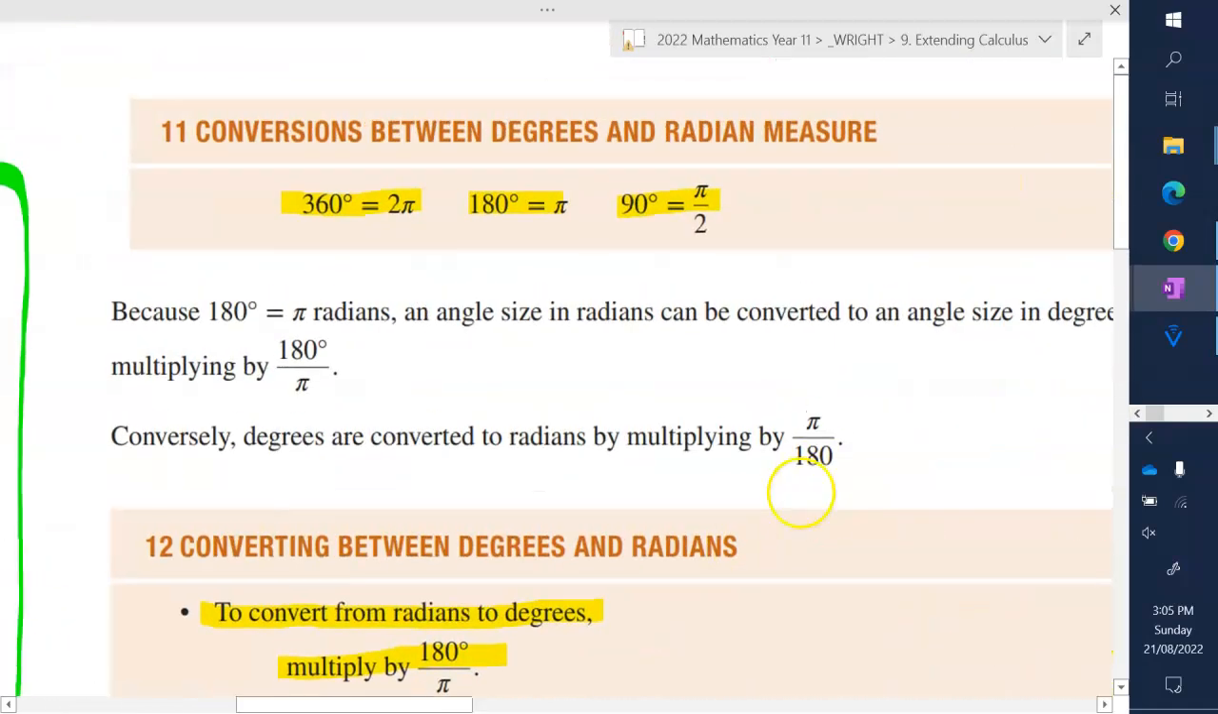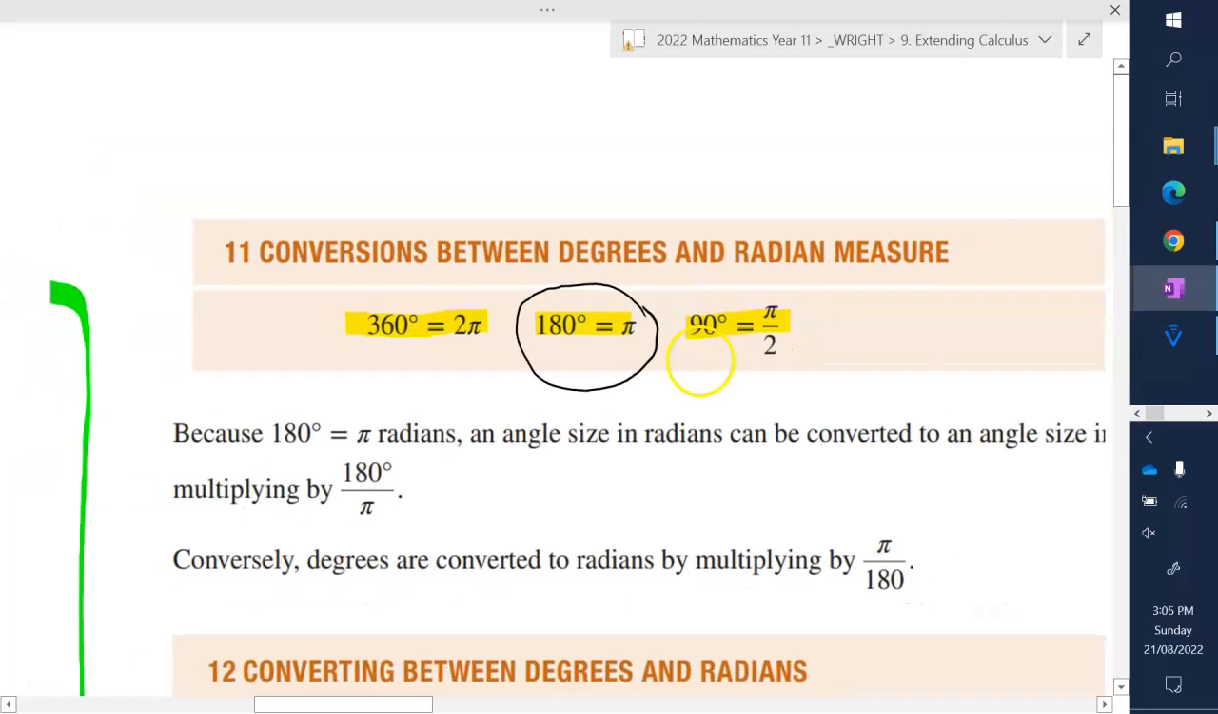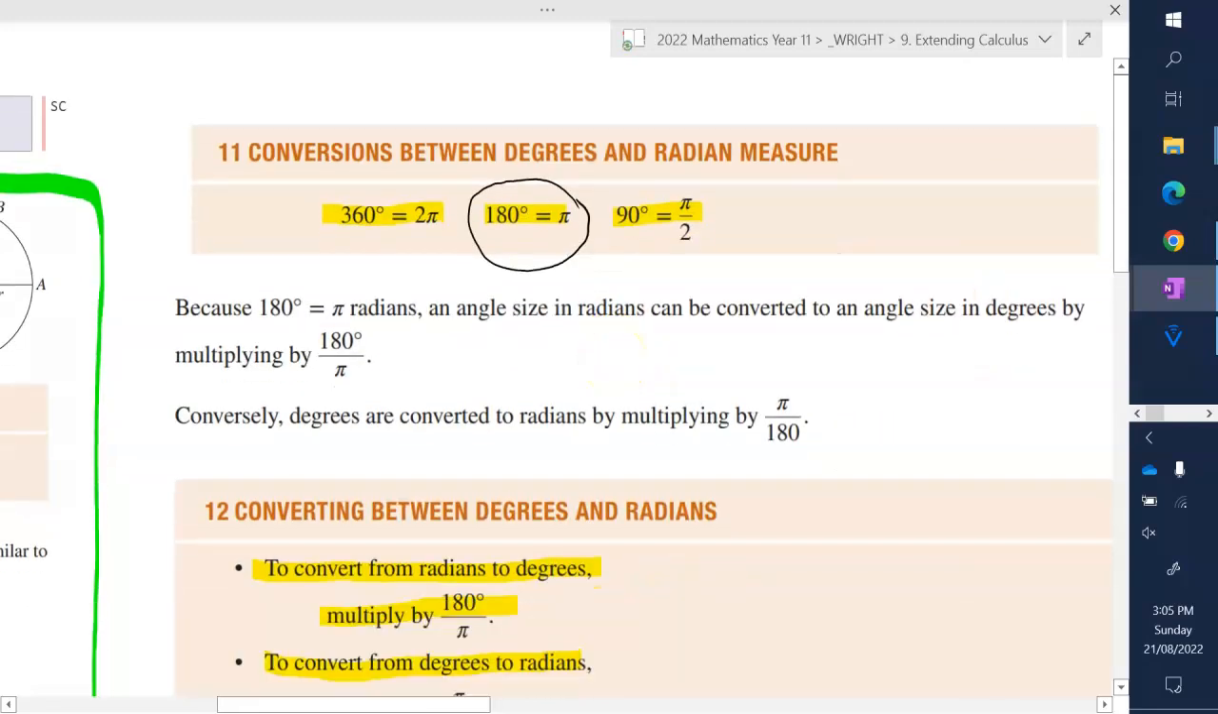But if I just jump back up here, here they are, and this is what you need to know. We need to know that 360 degrees is equal to 2 pi radians, 180 degrees is equal to pi radians, and 90 degrees is equal to pi on 2 radians. Probably the easiest way, rather than remembering all of them, is to remember this one, or remember this one, and then we either double it or we halve it. Either way works for us. But you will need to remember those conversions.